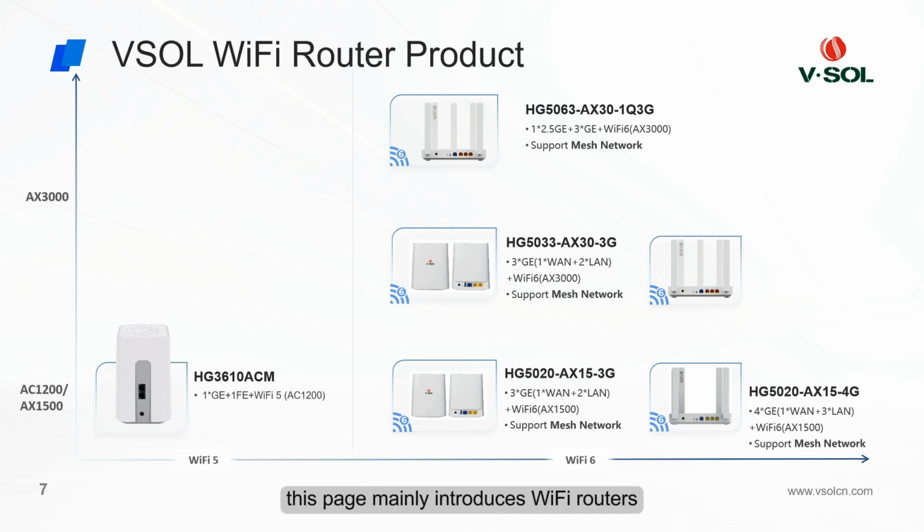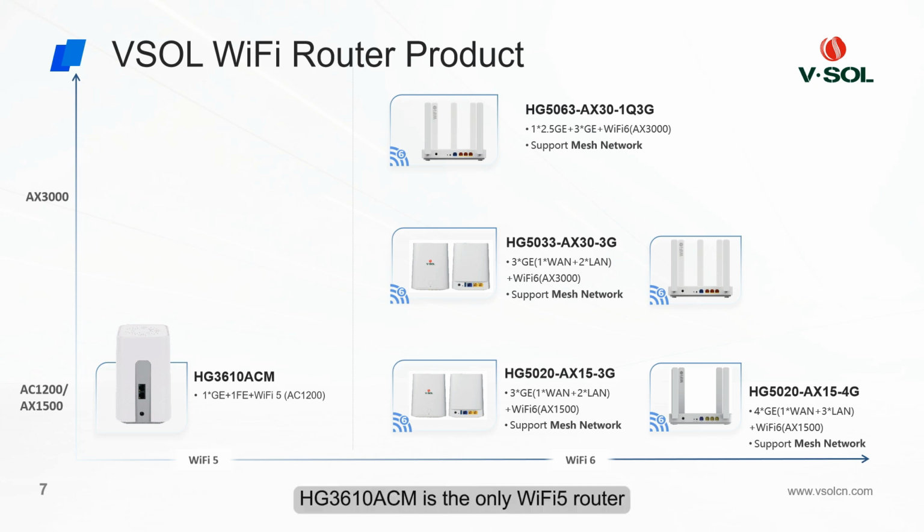This page mainly introduces Wi-Fi routers. Currently, the routing models are divided into Wi-Fi 5 routers and Wi-Fi 6 routers. All routers support mesh function, and Wi-Fi performance options include AC 1200, EX 1500, and AX 3000.